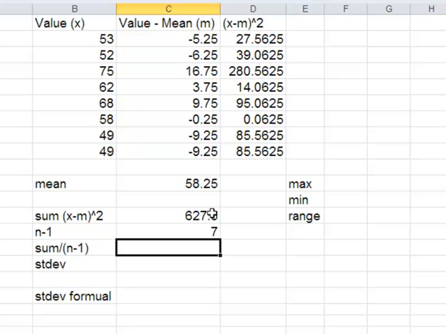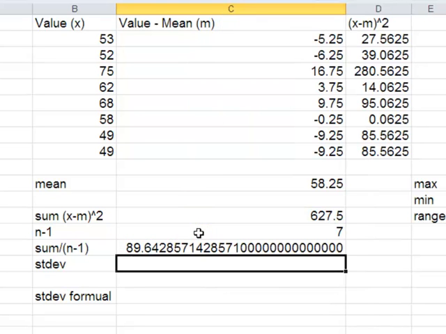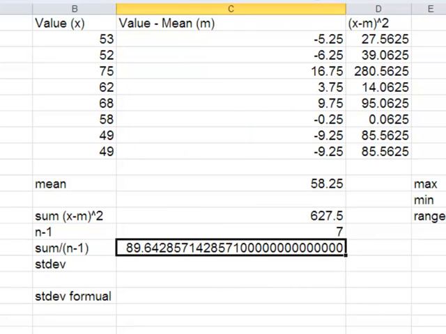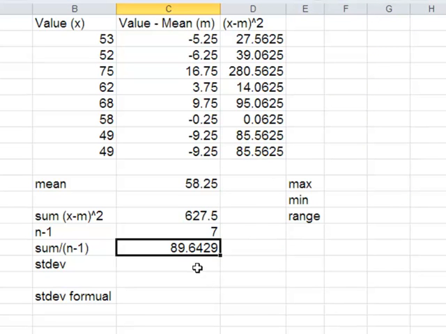Now I'm going to take my sum here and divide it by my n minus 1. So equals the sum divided by n minus 1, and I get this big long number, which I don't need all these decimal places for, so let me remove some of them. That's good enough. Shrink it back down.